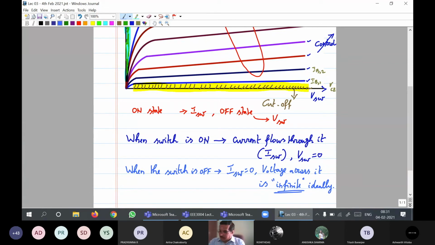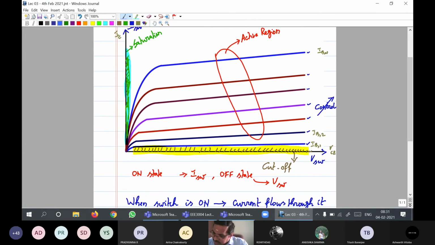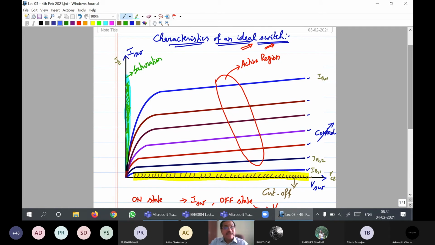Now, let us take this region, this characteristics. If we want to turn on and off this switch, the BJT, where should we operate it? During on state, which region? During off state, which region? You have already answered it. During on state, it should be in saturation region. Good. Saturation or cutoff. That's all. Then why do you have the other region? We're working as an amplifier. Excellent one.